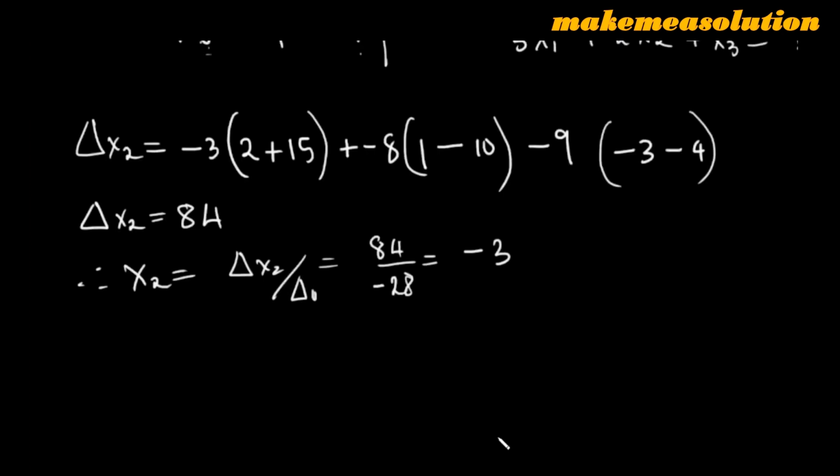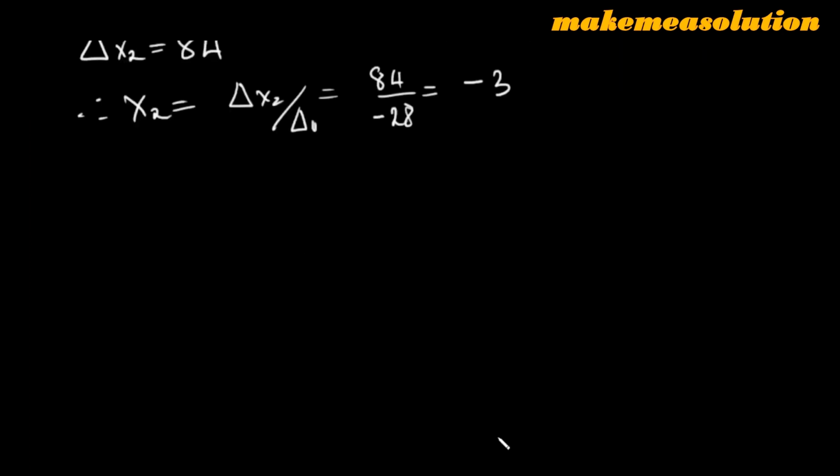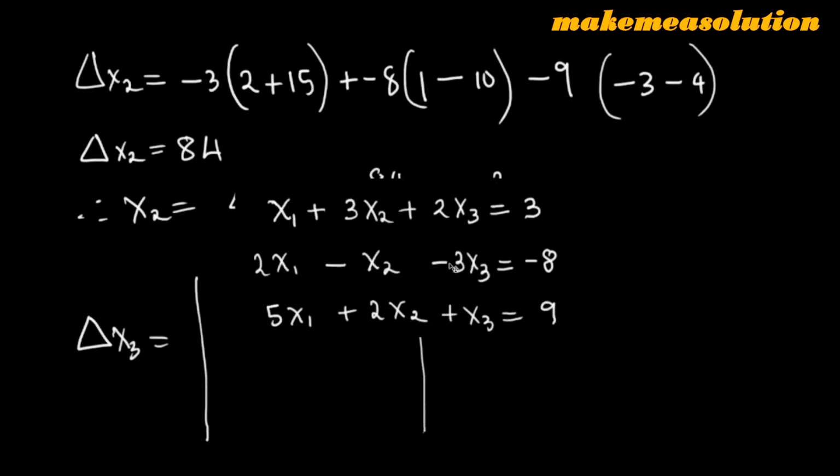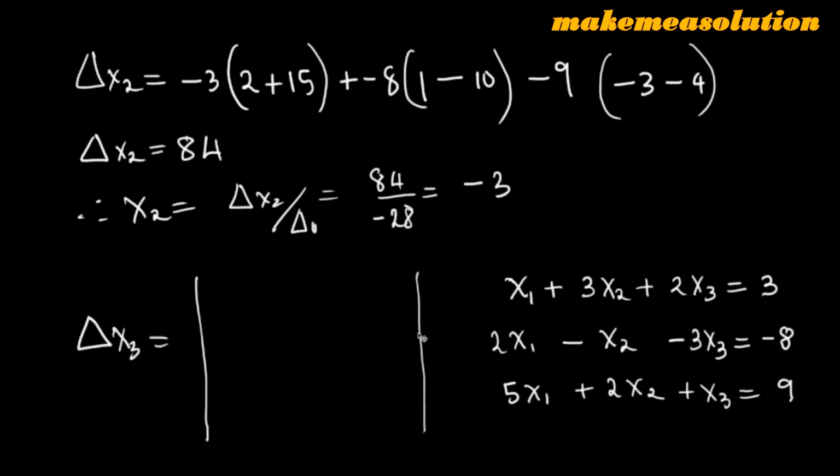So when you do the division, you get it like this. Finally, we can now evaluate our delta x3, which is a determinant formed by replacing the coefficients of the terms x3 with the constant terms. So instead of x3 here, I'll have 3, minus 8 and 9. Then x1 and x2 will remain the same: 1, 3, 2, minus 1 and 5, 2, like this.